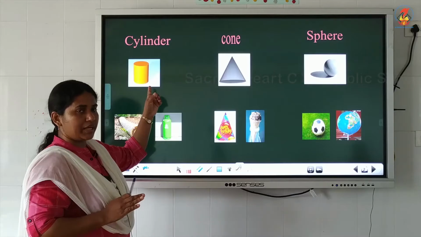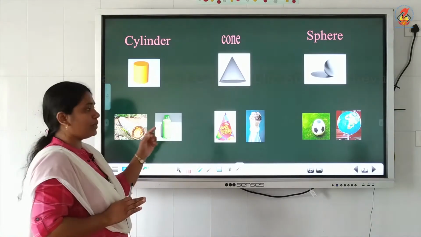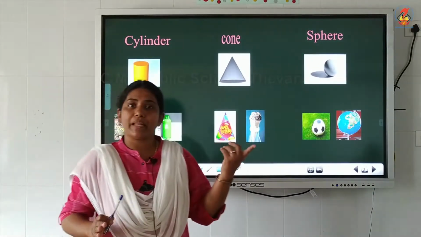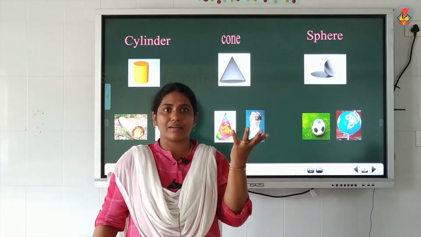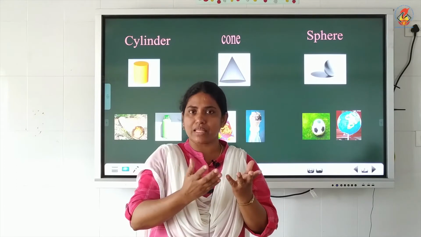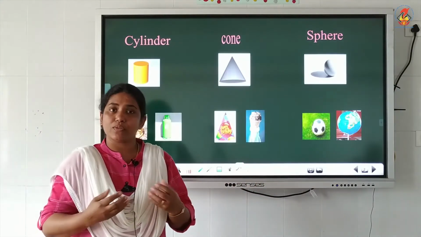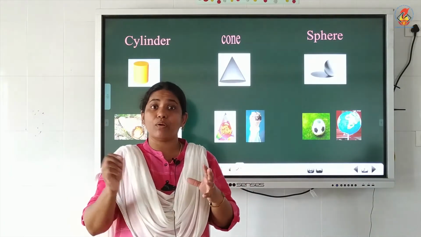This is also a 3D solid shape, and the examples are: a gas cylinder is a good example, and a wooden log is also a good example, and many others. Did you see some big candles? Thick candles are in this same cylinder shape, and many other examples are there in your surroundings. So find out some more examples of cylinders and write them down on a paper.